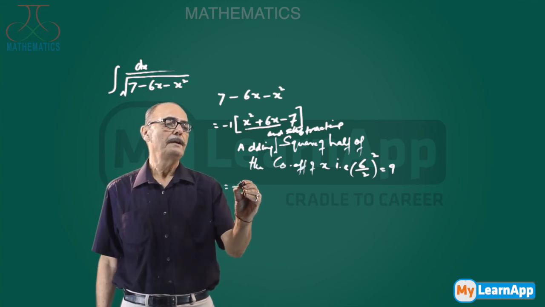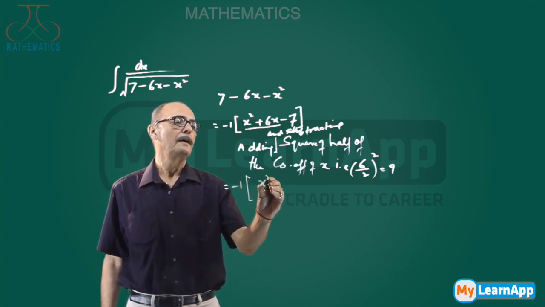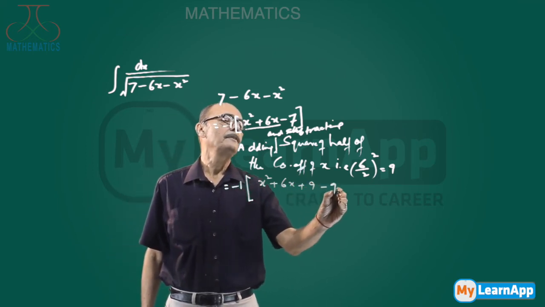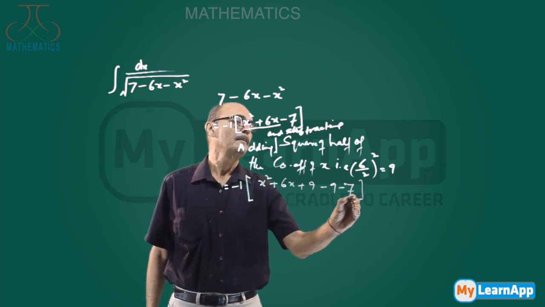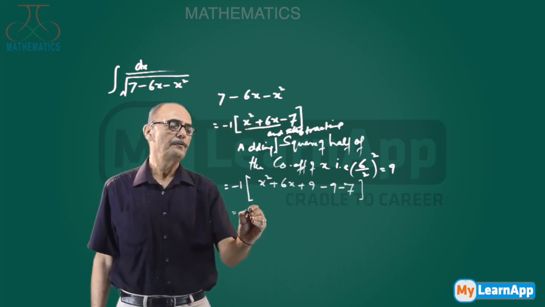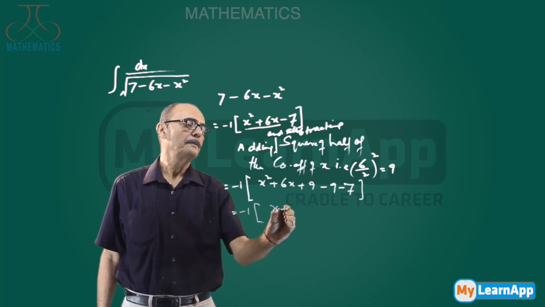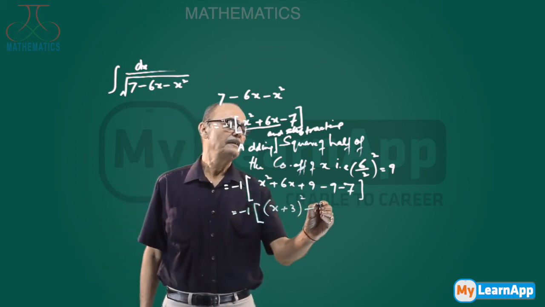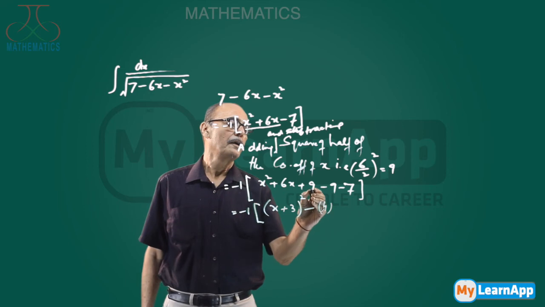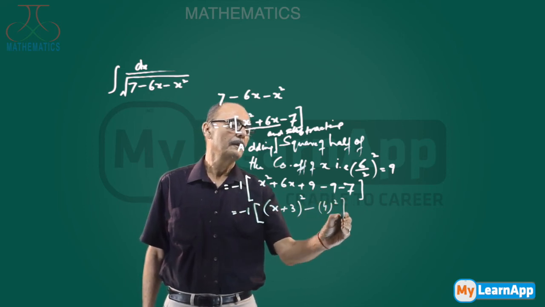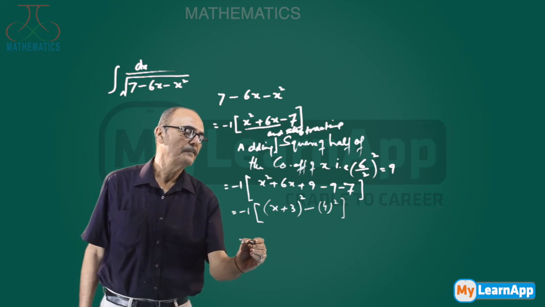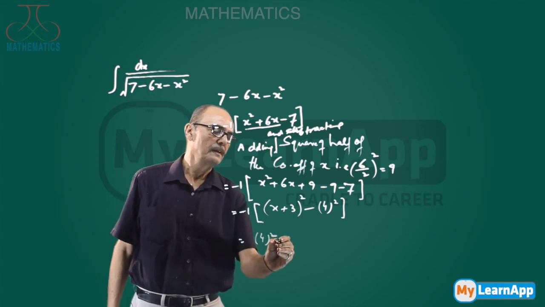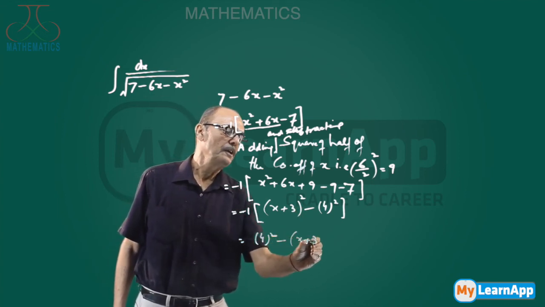So this is minus 1 x square plus 6x plus 9 minus 9 minus 7, or this is equal to minus 1 to x plus 3 and square of this, minus 16 is equal to 4 square. And when you open the bracket, this comes out to be 4 square. This minus and minus will make plus, minus x plus 3 square.